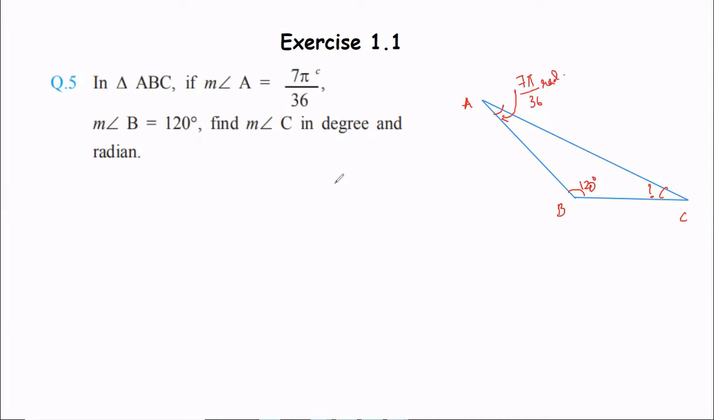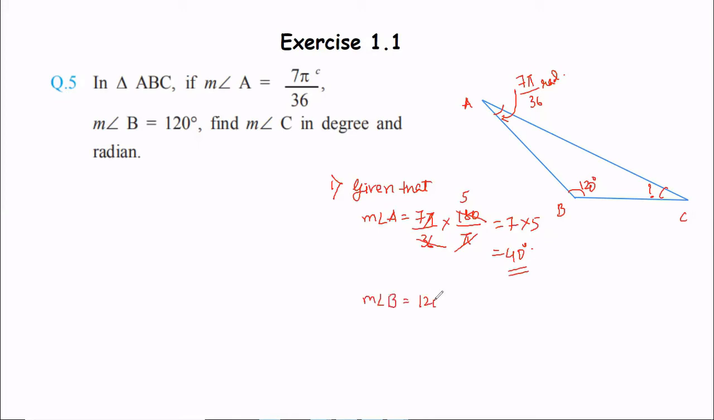So now let's begin. Step number one. Given that measure angle A is equal to 7 pi by 36 radian, let's convert this to degrees. 180 by pi I have multiplied. We'll cut this 36 and 180. This will be cancelled and you will have 5 over here. So 7 into 5, that is 40 degrees. Measure angle B is already 120 degrees given.